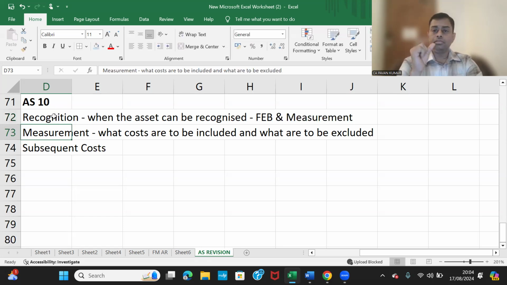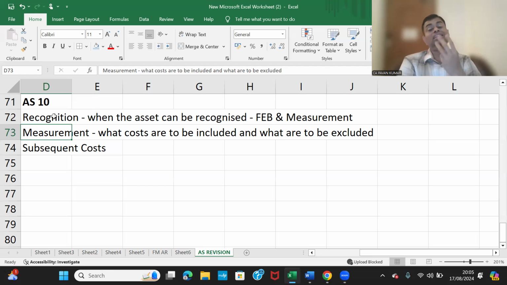Okay. So it should be measurable. If the cost cannot be measured, how can you recognize that as an asset? So the asset should give you future economic benefits and the asset should be measurable in terms of money. So in measurement, what are the things to be included? What are the things to be excluded? Same like in the inventory, we have seen abnormal costs, selling and distribution, administrative expenses. So these kind of things are to be excluded.